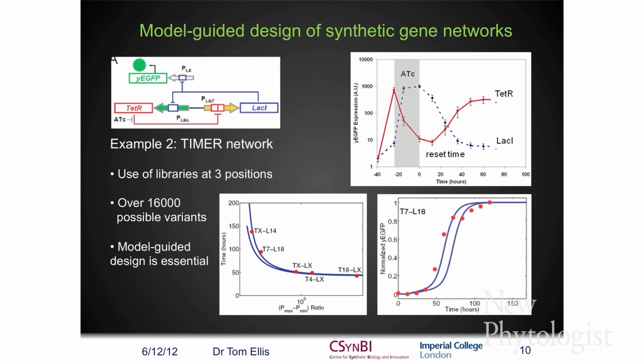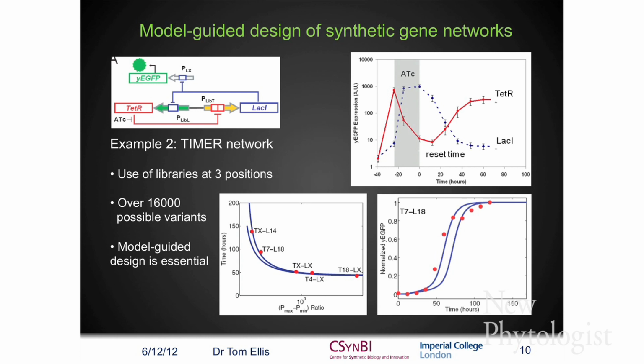happens if we change the promoters for other members of the library in both this position, and also potentially in this position as well. So we're looking now at over 16,000 possible variants because we have 21 options in each of those positions. So for that, model-guided design is absolutely essential. And the reset times are predicted here.